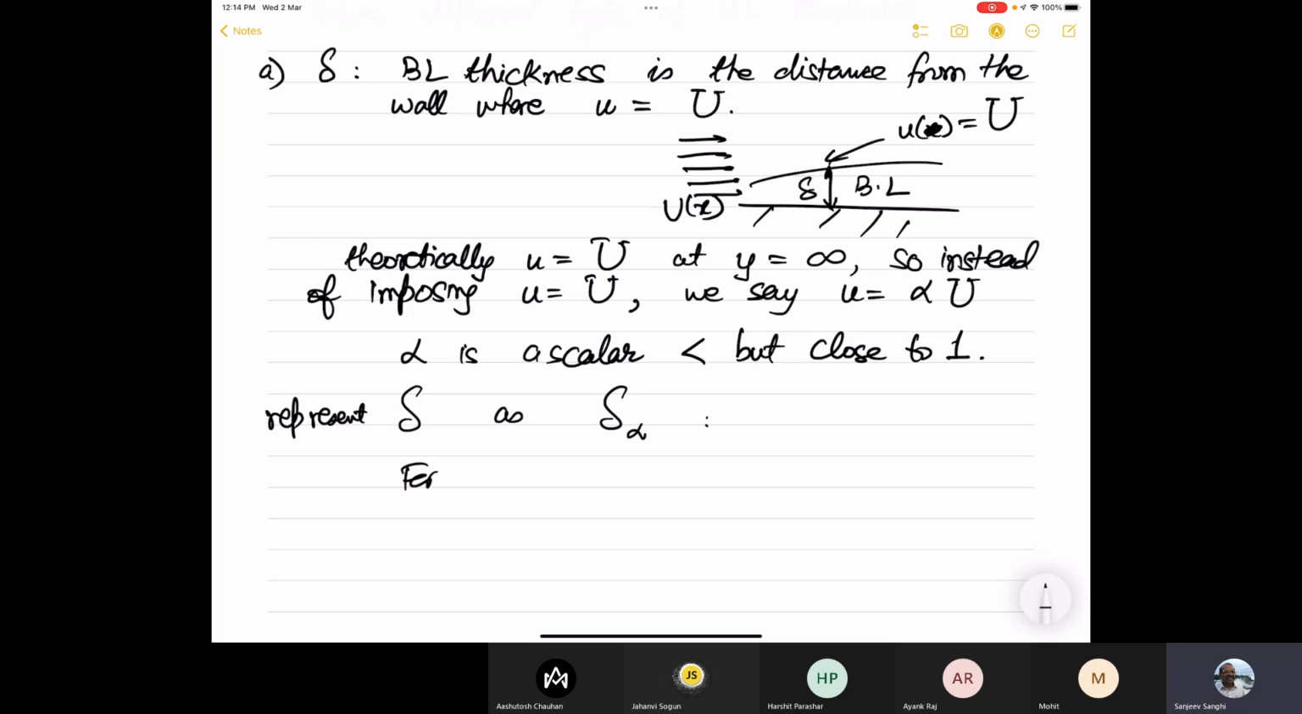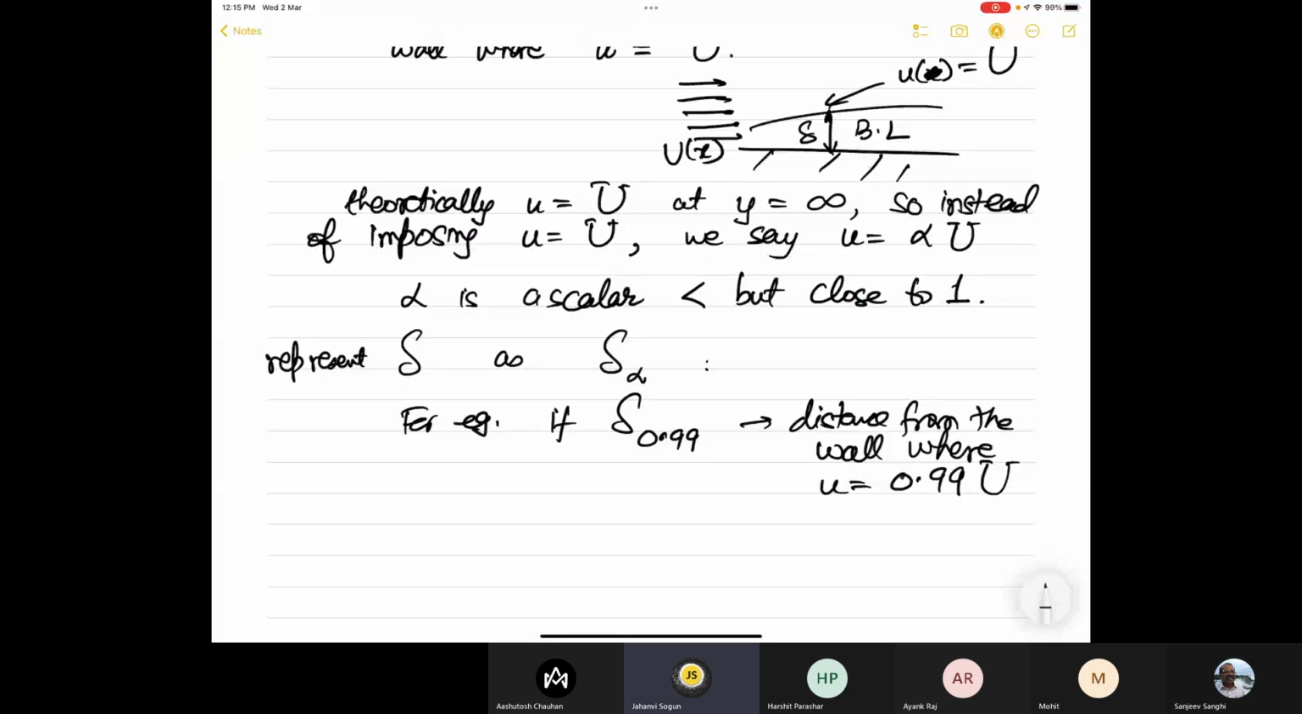And for example, delta 0.99 is the distance from the wall where small u is equal to 0.99 times capital U. Excuse me, sir, are you writing something because the screen is frozen? For example, has it come now or not? No, sir. Now it is visible. Okay. So anyway, I'll wait for a second.